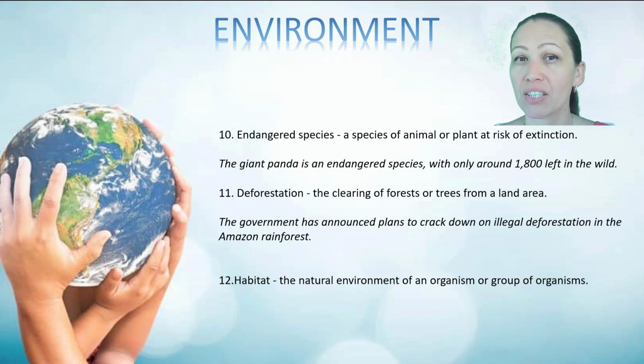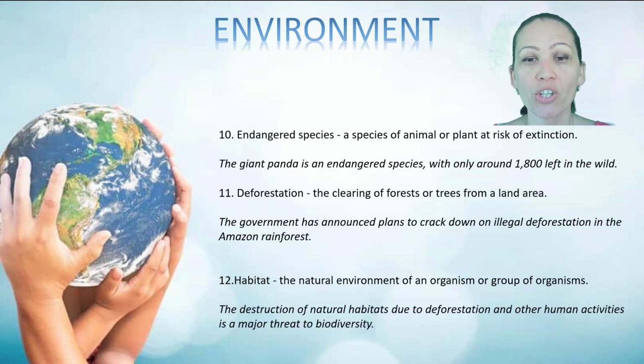The next interesting word we're going to look at today is habitat. What is habitat? It's the natural environment of one organism or a group of them. For example, the destruction of natural habitats due to deforestation and other human activities is a major threat to biodiversity. So if we cut too many trees, we destroy the habitat of many animals, of insects, of plants. We need to stop it. If we don't stop it, they will die because they don't have a place to live.